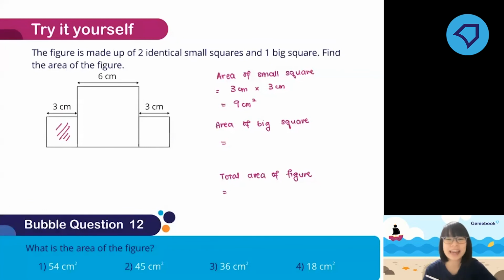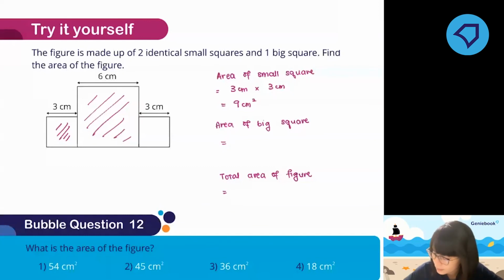Next, we want to find the area of the big square. So this one is the big square. So can you help me? How do I find the area of the big square? Length times length, which is 6 centimeter multiplied by 6 centimeter. Thank you very much, Singray. Give me the final answer. 6 centimeter multiplied by 6 centimeter, which is equal to 36 centimeter squared.